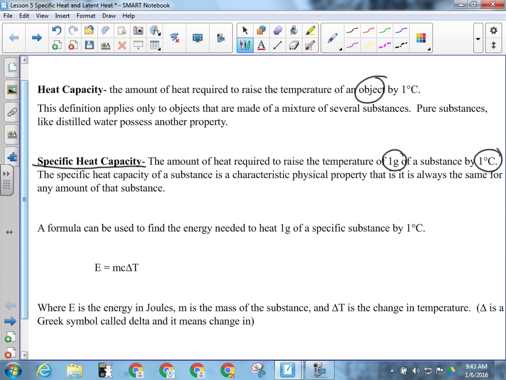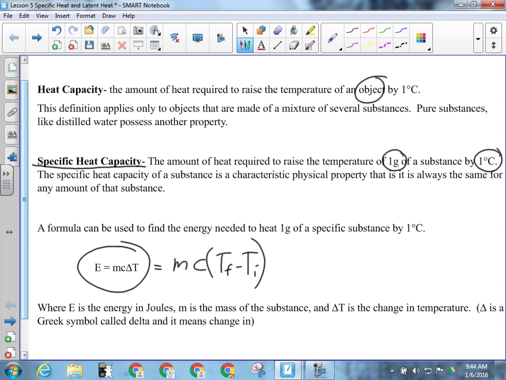The formula we use for that is E equals mc delta T. What does delta stand for again? Change. What's capital T stand for? Temperature. So really this is saying mass times specific heat capacity times final temperature minus initial temperature. But we usually just say delta T because we do that in our head, or it just says it changes temperature by 50 degrees. So it's not usually an operation you have to do. It just looks easier that way.